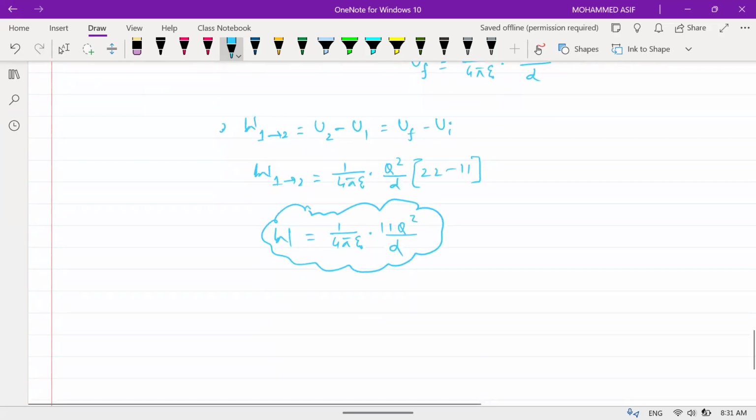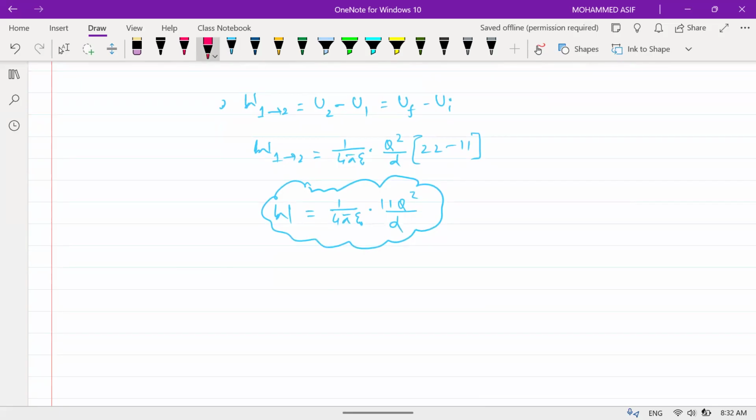Try to remember this formula better. Whenever you are externally moving, work done by external agent: that is from larger triangle to smaller triangle, you are doing the work. When you are doing the work, going from 1 to 2, it is always U2 minus U1, that is equal to Q into V2 minus V1.